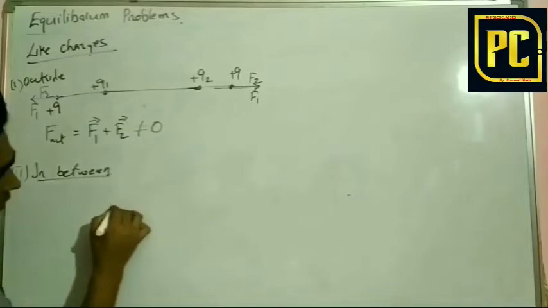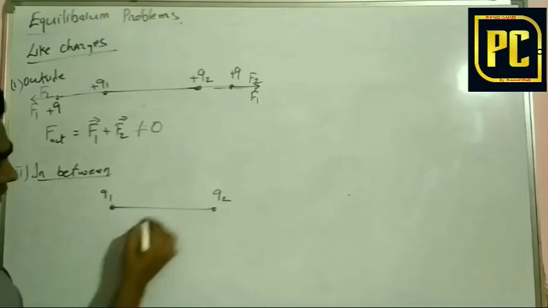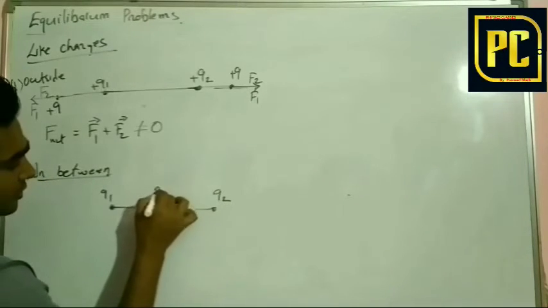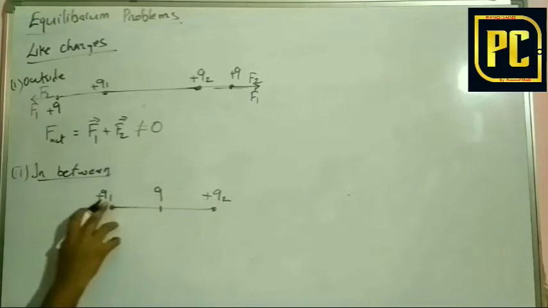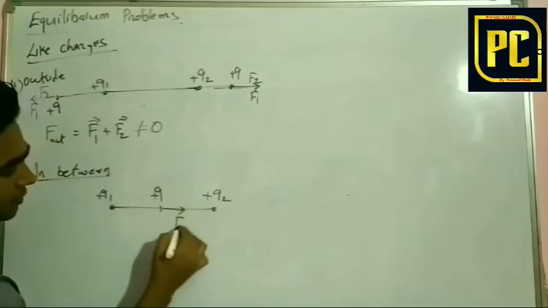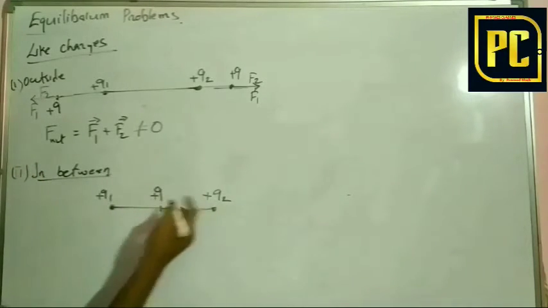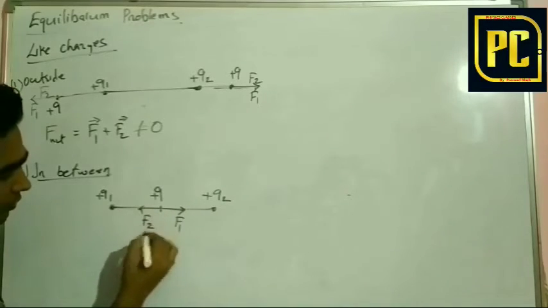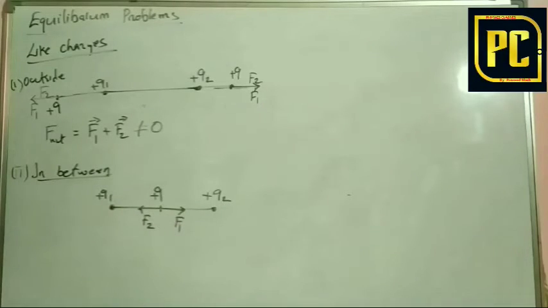So if I have two charges Q1 and Q2, and the third charge Q is somewhere here, there will be one force on Q due to Q1, in this direction, a repulsive force. The force on Q due to Q2 will be this F2. Now in this case we have seen one force is in this direction, the other force is in this direction, so there is a chance that both forces might cancel each other.